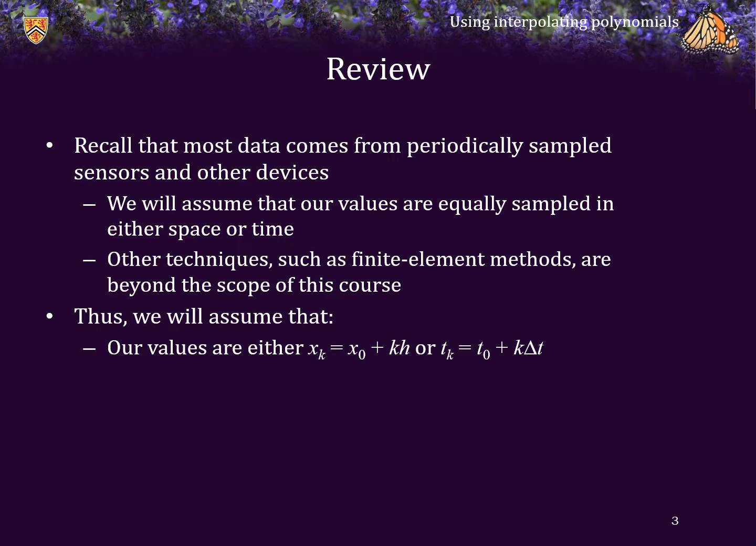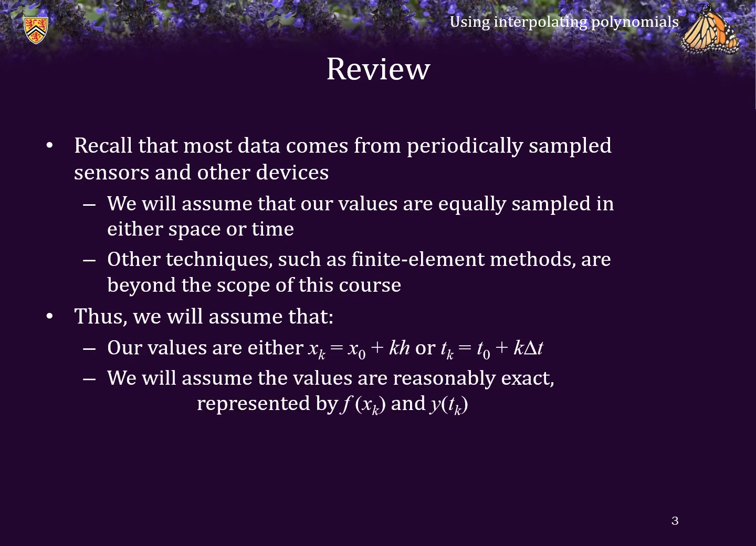So the form x sub k being x naught plus k times h, where h is the distance between x values, or some time t sub k is equal to some initial time t naught plus k times delta t. We are also going to assume in this particular talk right now that the values that we are reading are reasonably exact and therefore will be represented by the actual function evaluated at the point. For example, f at x sub k or y at time t sub k.